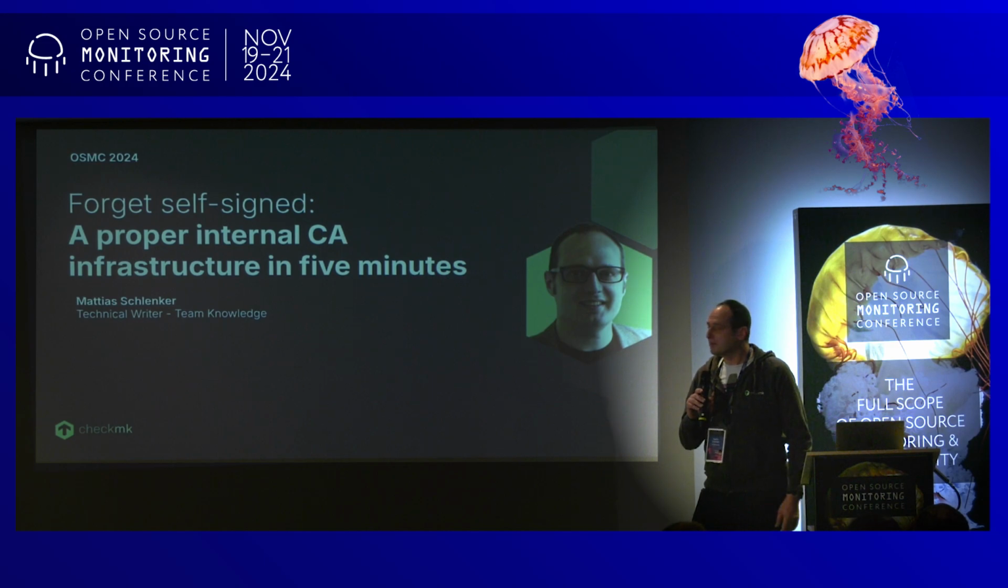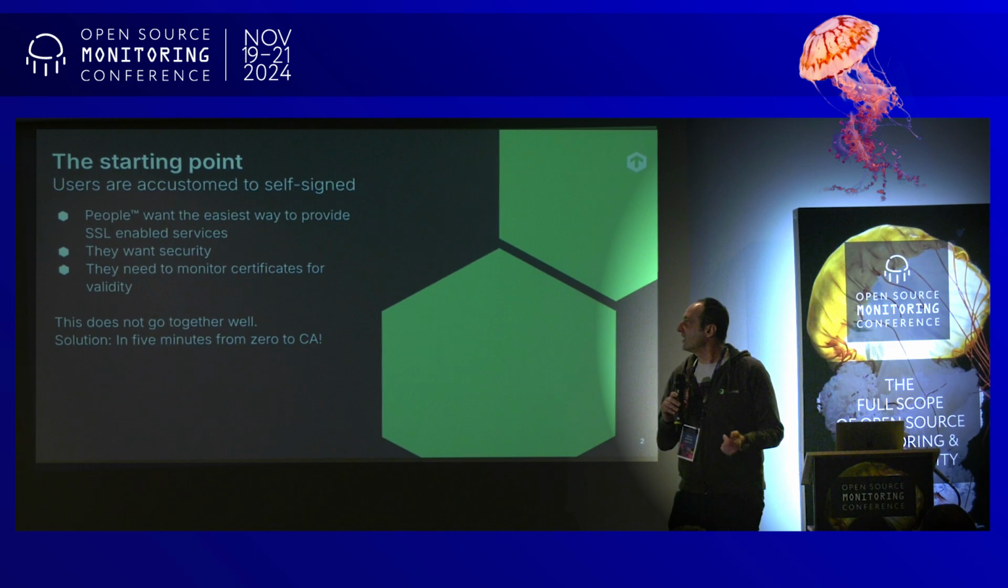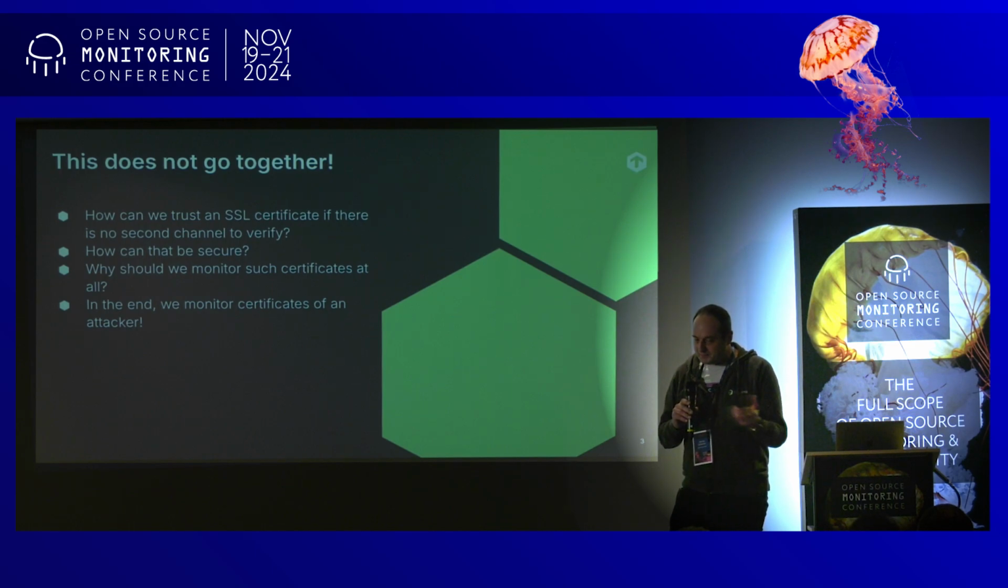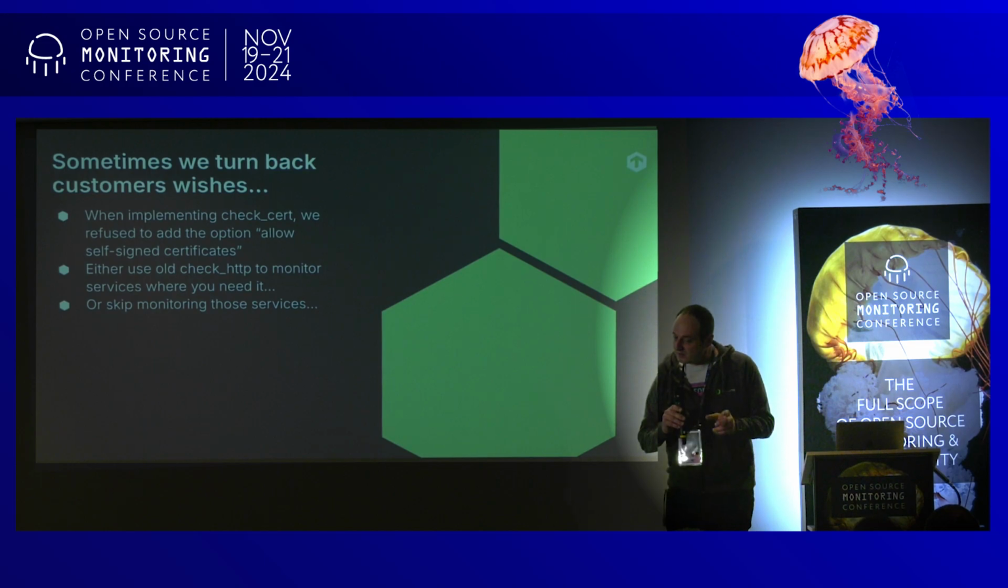And one of these unpopular product decisions is that users are accustomed to self-signed certificates, but self-signed certificates create lots of pain, are hard to maintain, and are hard to monitor. So people want security. A self-signed certificate cannot provide security. There is no second channel to verify them, and thus it's very hard to monitor such certificates beyond the lifetime stuff. So for this case, sometimes we turn back customers' wishes.